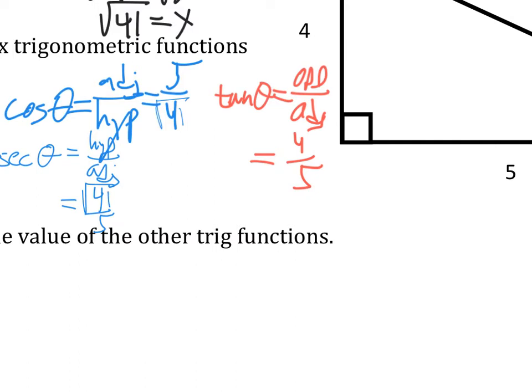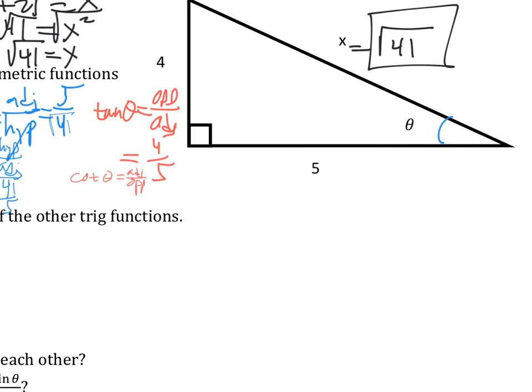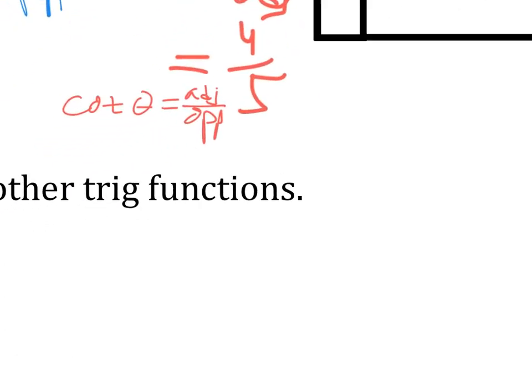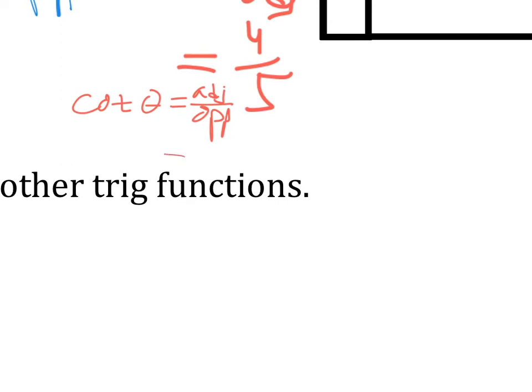And last but not least, the cotangent of theta is adjacent over opposite. And adjacent over the opposite, well, let's look back at our angle. The adjacent is 5, and the opposite is 4. So that's going to give us 5 over 4. And we notice that it's just the tangent flipped. All right? So there we have those answers there.